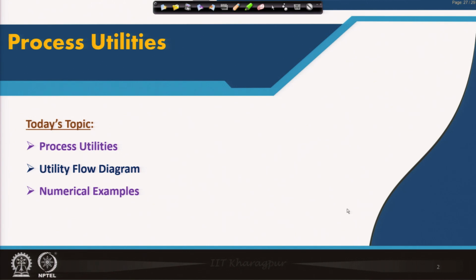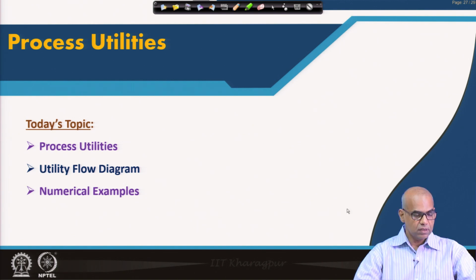So, this will be today's topic. We will talk about various process utilities first, then we will briefly talk about utility flow diagram and we will take one or two numerical examples.